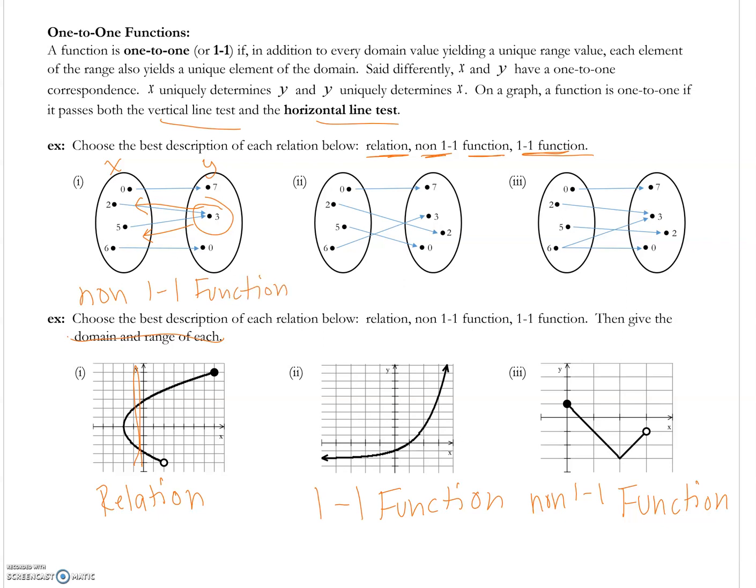If we look at this next one, 0 only gives me 7, 2 only gives me 2, 5 only gives me 0, and 6 only gives me 3. On the y side, 7 only goes to 0, 3 only goes to 6, 2 only goes to 2, and 0 only goes to 5. So this is a one-to-one function.